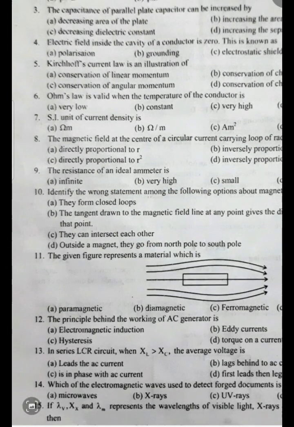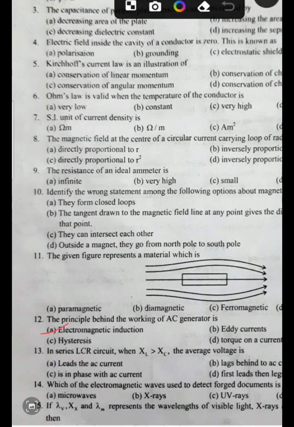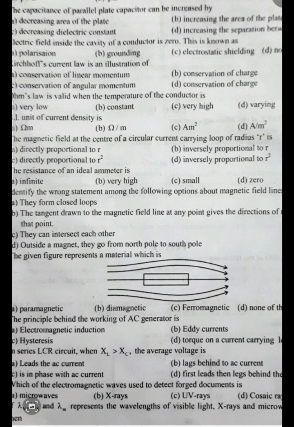The principle behind the working of an AC generator is, see, AC generator is based on EMI. In a series LCR circuit, when XL is greater than XC, the applied voltage leads the AC current. If XL is greater than XC, it is an inductive circuit, and in an inductive circuit, voltage leads the current. Which electromagnetic wave is used to detect forged documents? To detect a forged document, we use UV rays.